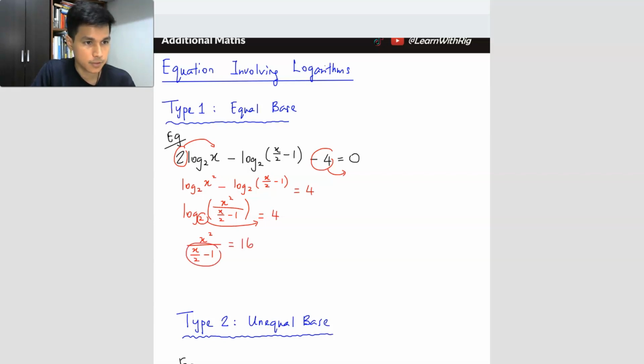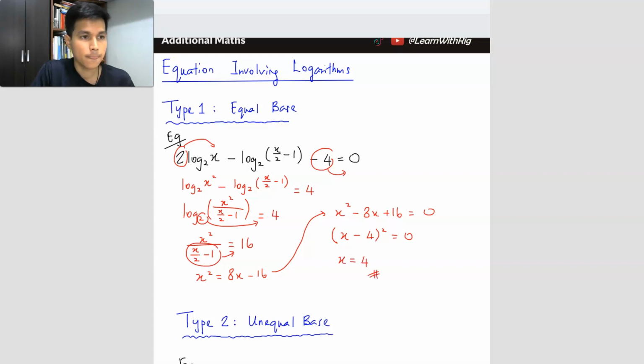Okay, so I bring this up here now. So I get x squared equals to 8x minus 16. Just multiply. So I rearrange this. I get x squared minus 8x plus 16 equals to 0. So now I can factorize this. When I factorize, I should get x minus 4 squared. Yeah, correct. x minus 4 squared. So from here I know x equals to 4. Okay, so this is how you solve.